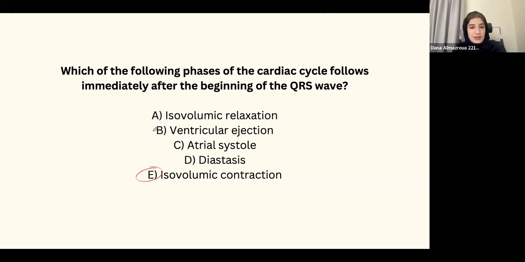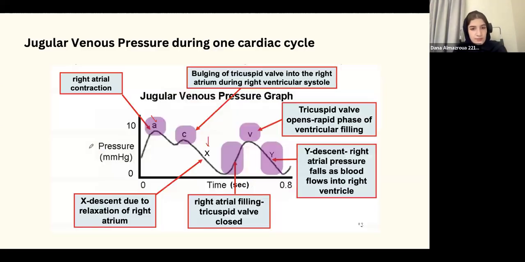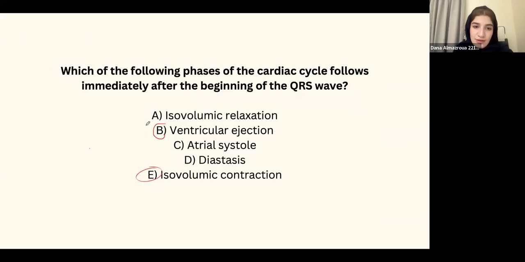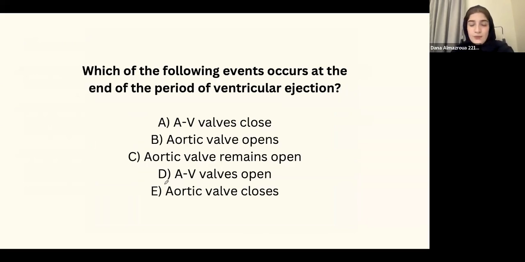Of course, the reason why it's not B is because if you look at the cardiac cycle, we would initially have the isovolumetric contraction, which after we would have the ejection. So immediately after, this is wrong, obviously. Immediately after, it's going to be the isovolumetric contraction. So bravo, all of you answered it correctly. Now, can you please try to answer the other question?